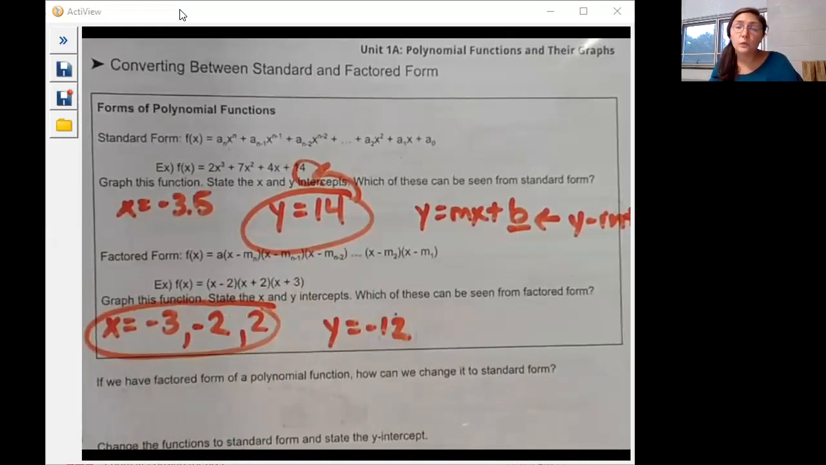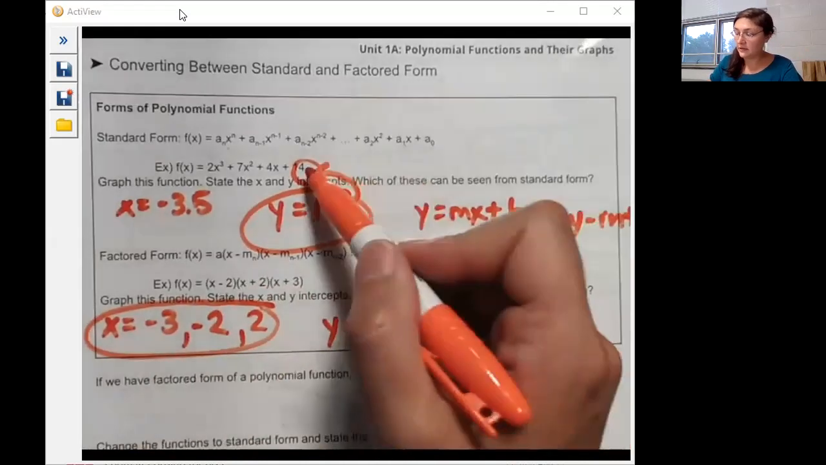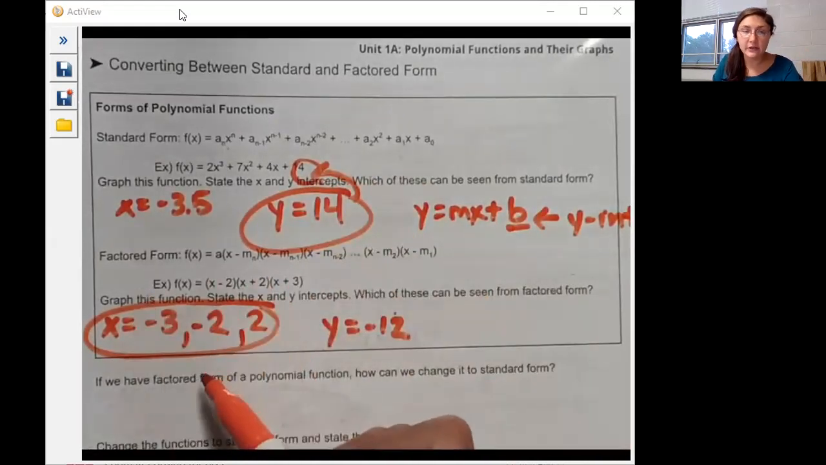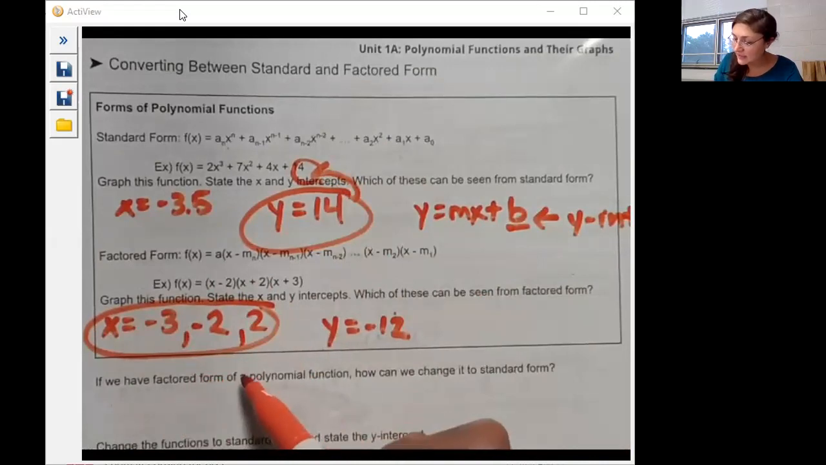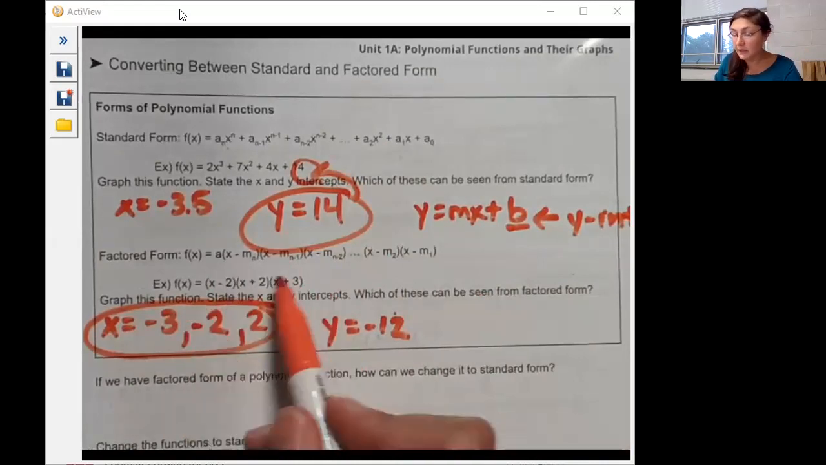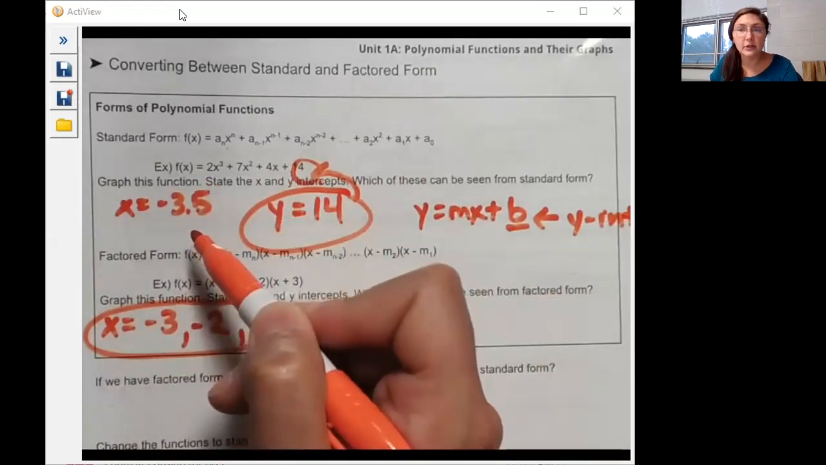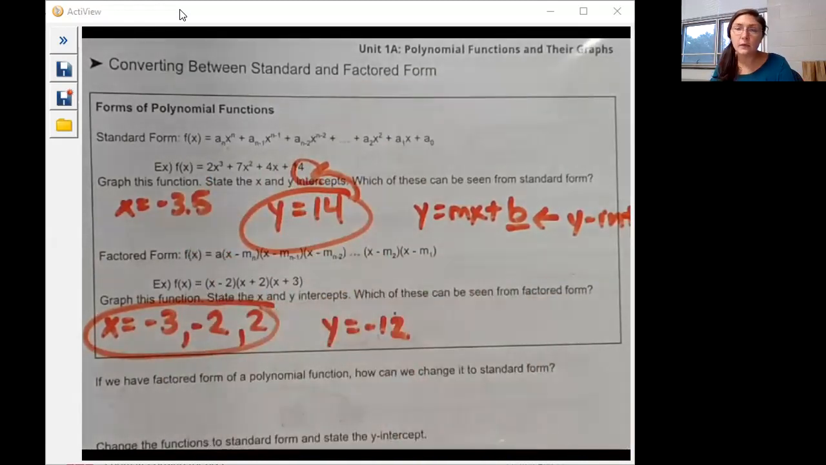Okay. So what we want is a way to be able to get any key information about our graph from the function. I know if I have standard form, I can see that y-intercept. If I have this factored form, I can see those x-intercepts. But I would still like to be able to know the y-intercept from my function. From this function up here, I would still like to be able to get this x-intercept. In order to do that, I need a way to sort of convert between these different forms.